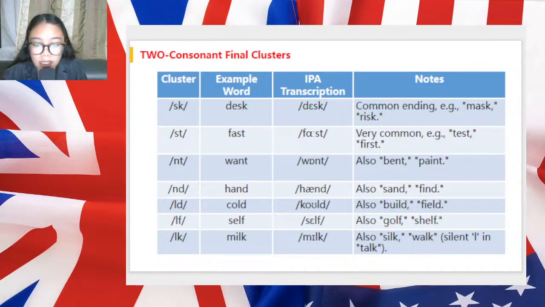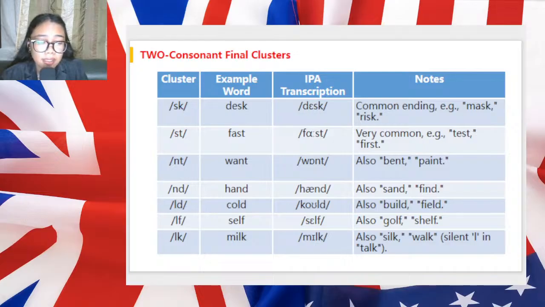Okay, good. Next is sand. Your turn. Again, sand. All right. And lastly, we have find. Again, find. Okay, good. All right. We shall have the next one, of course. We have the LD cluster as in cold. Here, the L sound is made with your tongue against the roof of your mouth. So it transitions directly into the D sound in cold. This is a common ending.